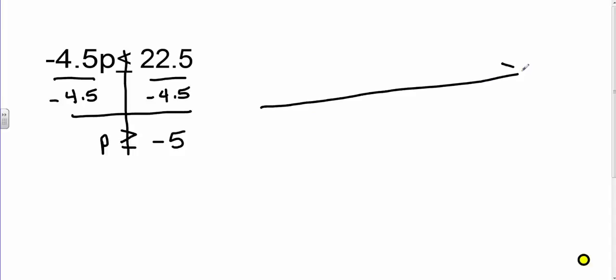Come over here for our graph. We put 0, negative 5. It says or equal to, so we color it in. It says greater than, so we indicate to the right.